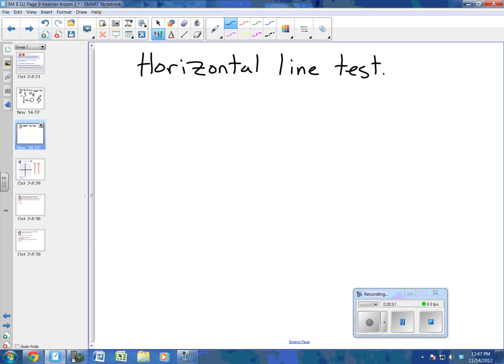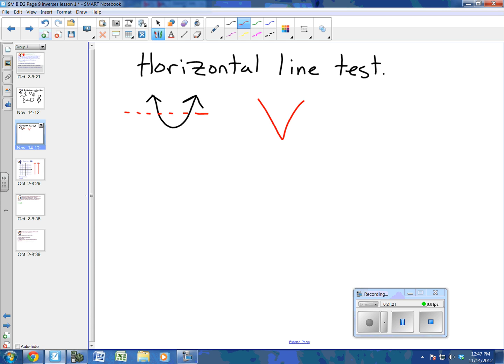You guys, you can test using the horizontal line test to see if a function has an inverse. Like, I already know a parabola. If I can make a horizontal line pass through the function more than once, then its inverse is not a function. So a parabola doesn't work.